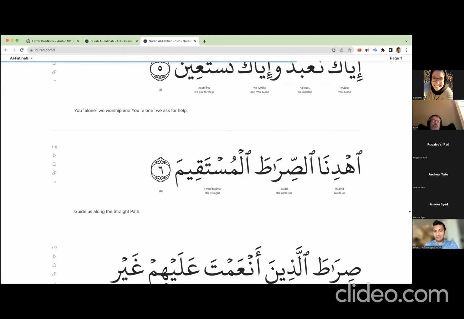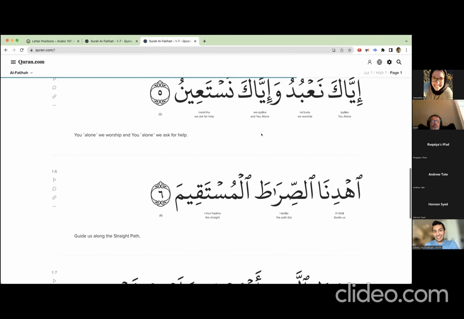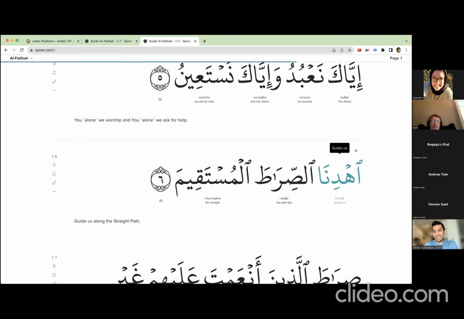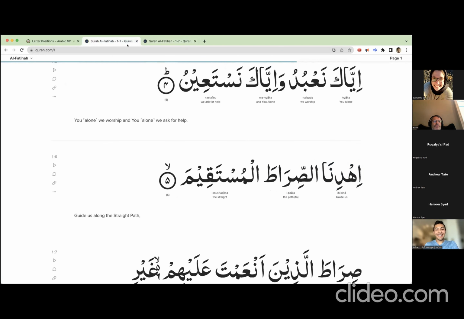But here, if you see this symbol without the aleph after it, and it seems like it's a verb, then the hidden vowel that you would say at the beginning of a sentence is the I. Ihdina, okay? Any questions there? No.